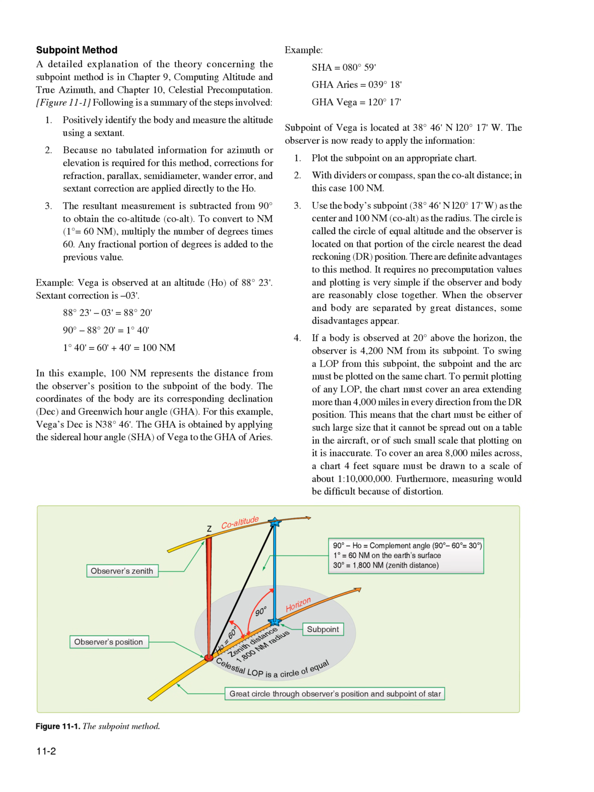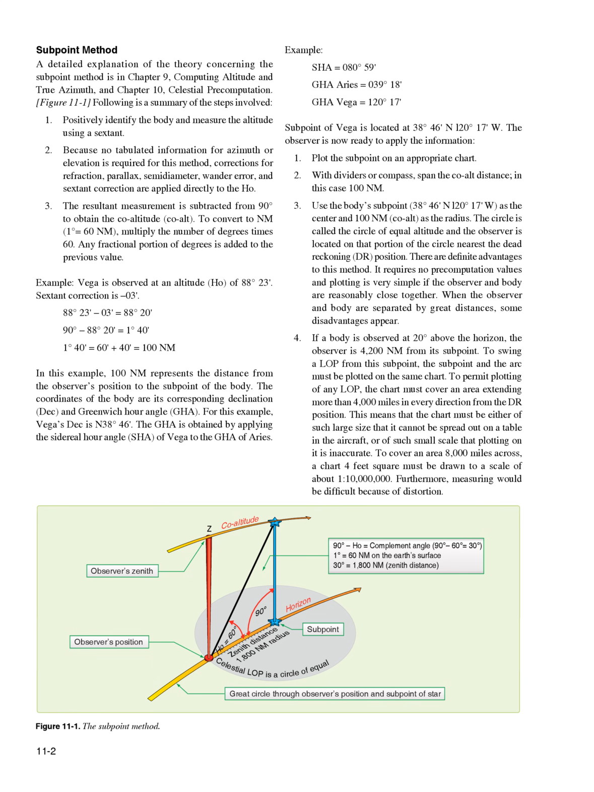The observer is now ready to apply the information. 1. Plot the subpoint on an appropriate chart. 2. With dividers or compass, span the co-alt distance, in this case 100 nautical miles. 3. Use the body's subpoint, N 38 degrees 46 and L 20 degrees 17 W, as the center and 100 nautical miles, the co-alt, as the radius. The circle is called the circle of equal altitude, and the observer is located on that portion of the circle nearest the dead reckoning position.